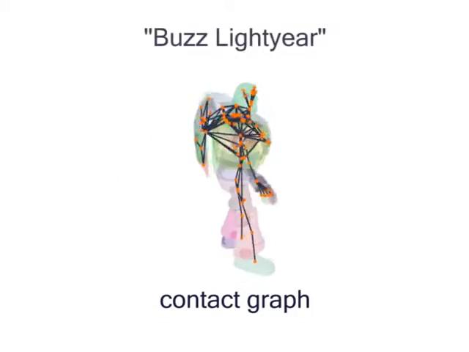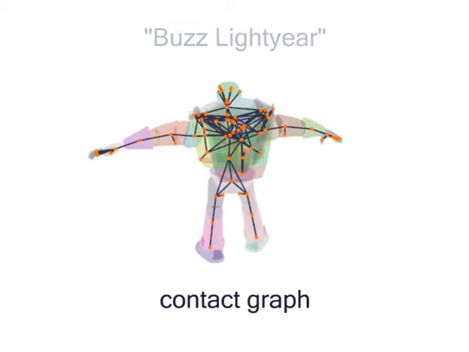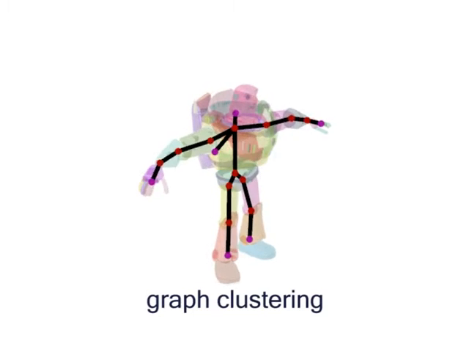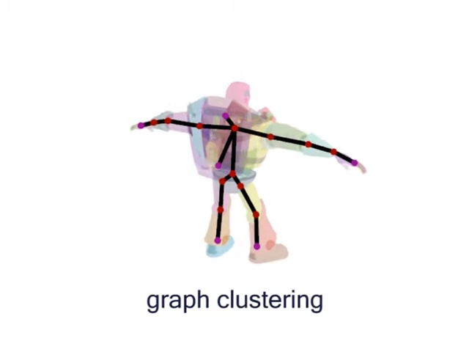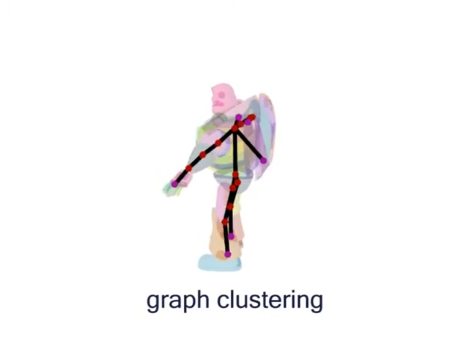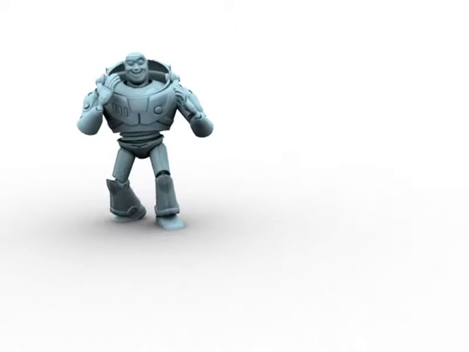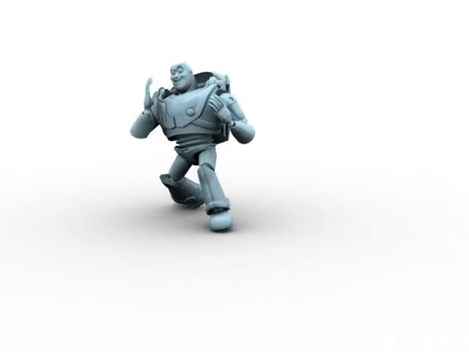In this final example, we are running the automatic pipeline on an input mesh that shows some resemblance to the Buzz Lightyear character in Disney's Toy Story. Again, the approach succeeds in finding a good rigging.